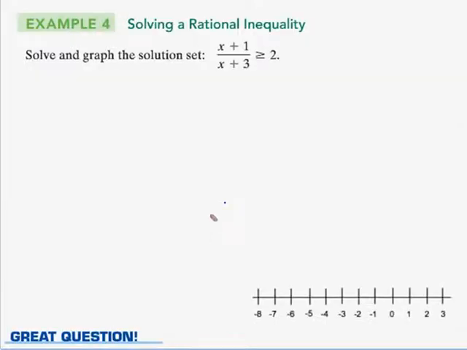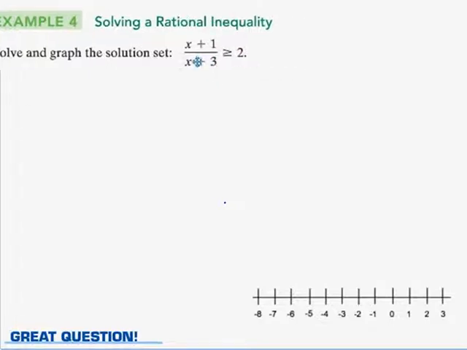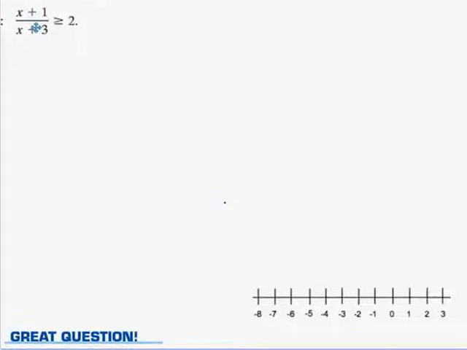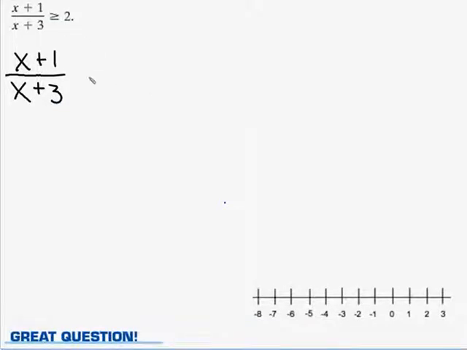So let's try one out. Solve and graph the solution set of x plus 1 divided by x plus 3 greater than or equal to 2. So let me move this up here. Step 1, get everything on one side, 0 on the other. So I'm going to have x plus 1 over x plus 3, and I'm going to subtract 2 from both sides. Now notice, minus 2, and now the whole thing is greater than or equal to 0.